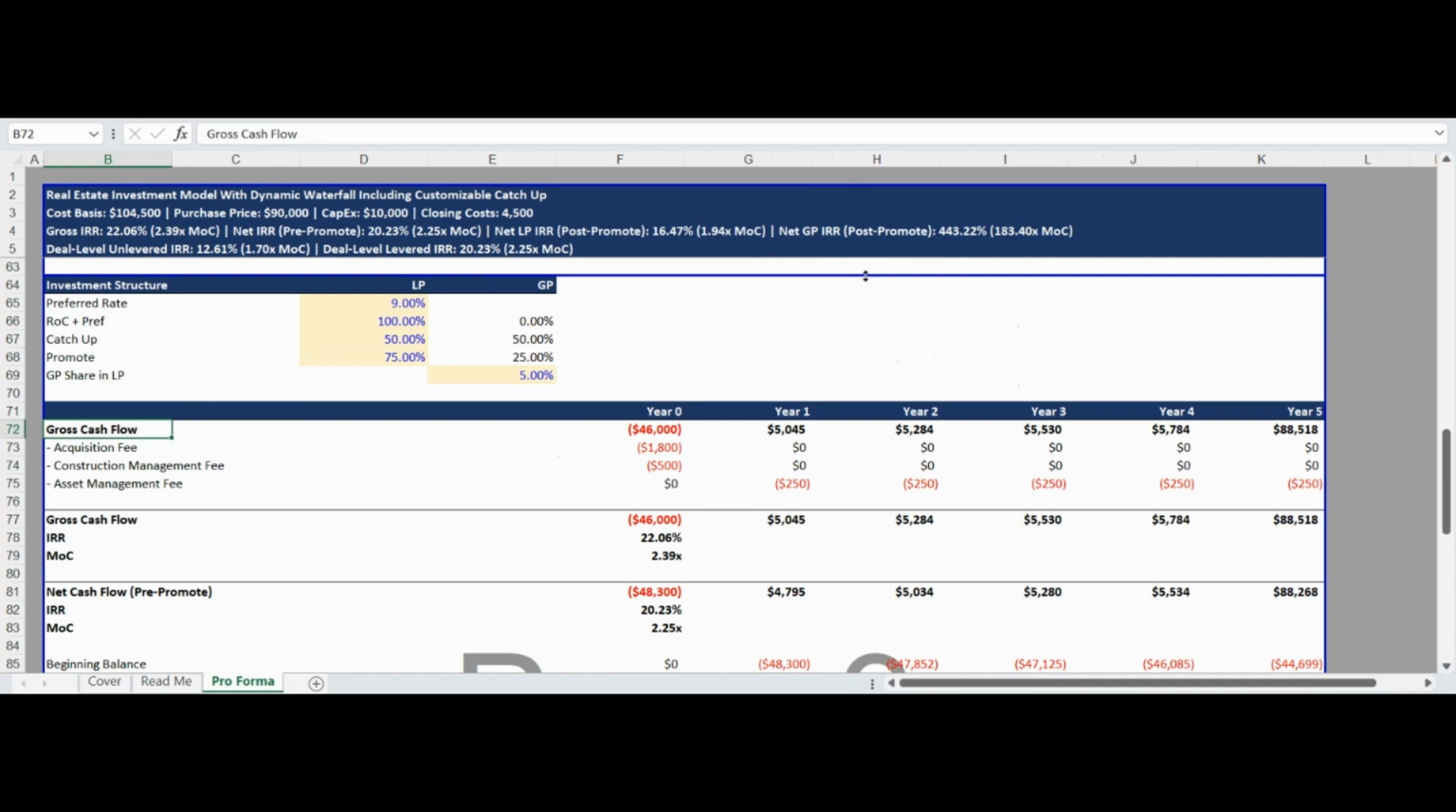The waterfall begins with a summary of the gross investment level cash flow. This cash flow is utilized to calculate the gross internal rate of return and multiple of capital. The general partner operating fees are deducted from the gross cash flow to determine the net cash flow before promote. This cash flow is utilized to calculate the pre-promote internal rate of return and multiple of capital.